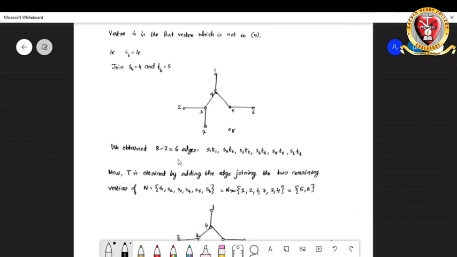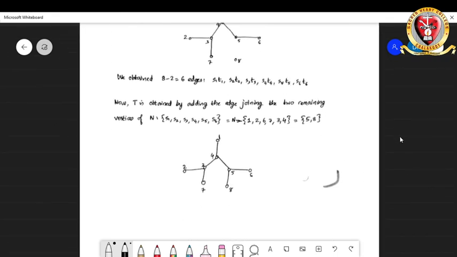And now you have obtained 6 edges. 8 minus 2 is equal to 6 edges. And to obtain the final T, T is obtained by adding the edge joining the two remaining vertices of N minus set S1, S2, S3, S4, S5, S6, and that will be equal to 5, 8. So join 5, 8, and finally you obtain the same spanning tree as that we had earlier. So that's how we can prove Cayley's theorem with an illustration.